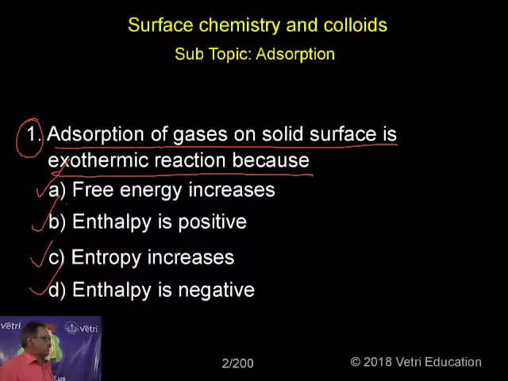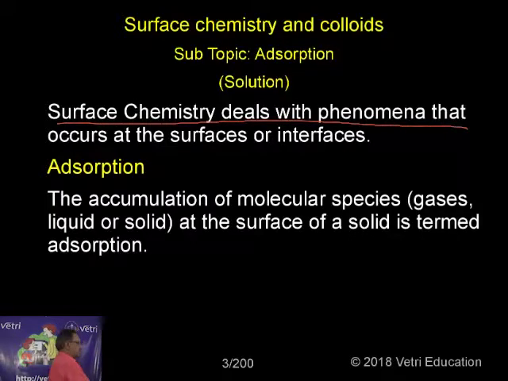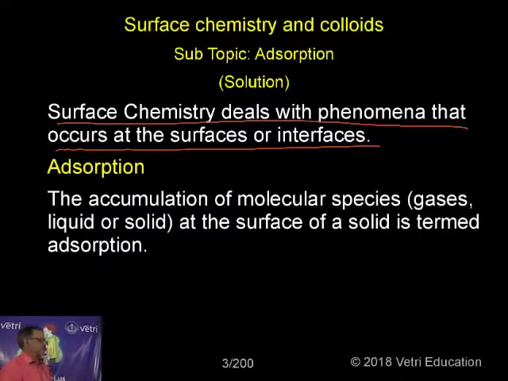Since this is the first question, let me explain in detail what is adsorption, what is adsorbent, what is adsorbate, what are the factors which will affect the adsorption, and what is the difference between physisorption and chemisorption. Let me explain completely, then I will come for the answer, and then later all the questions I can go fastly. So first, surface chemistry deals with the phenomena that occurs at the surfaces or interfaces. That is called surface chemistry.